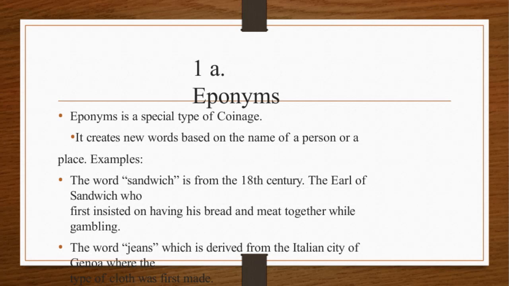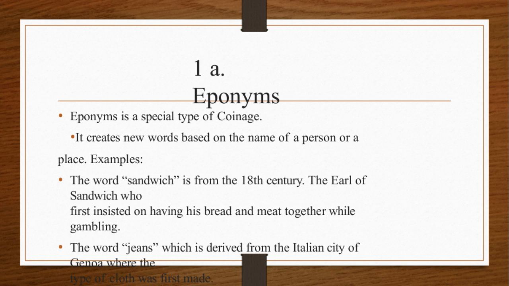Eponyms are a fascinating special type of coinage. Essentially, they are words that are created based on the name of a person or a place. For example, the word sandwich comes from the 18th century, named after the Earl of Sandwich. He was the one who insisted on having his bread and meat together while gambling, and his name eventually became associated with that type of food.